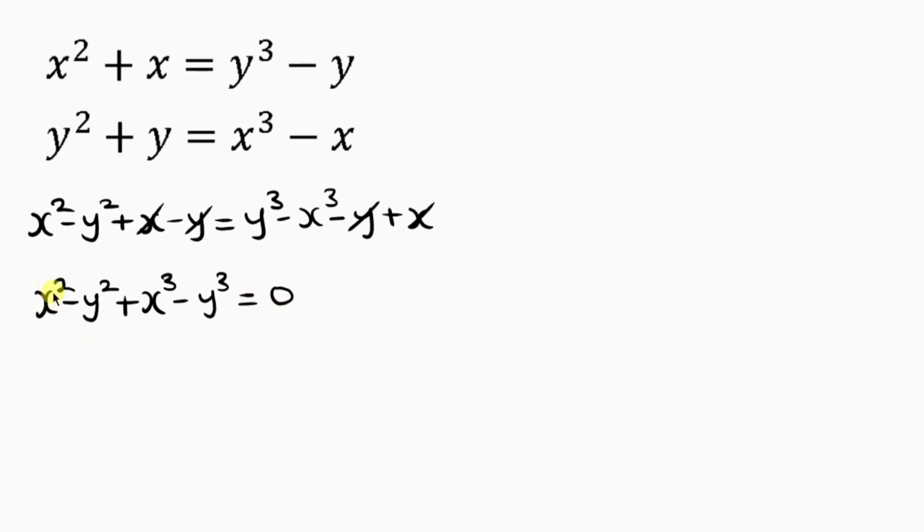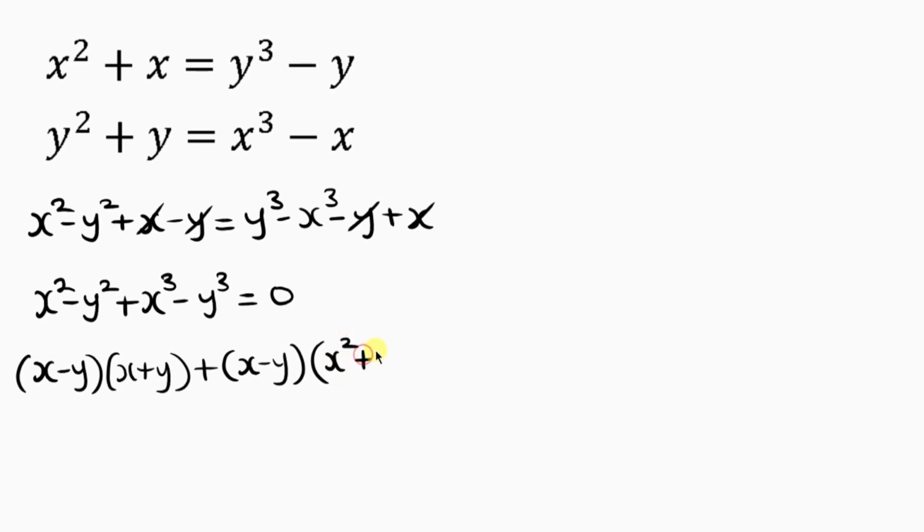If you notice, this is difference of two squares, which can be expressed as x minus y times x plus y. Plus, and also notice this is difference of two cubes, which can be expressed as x minus y times x squared plus xy plus y squared. So that's it, equal to 0.